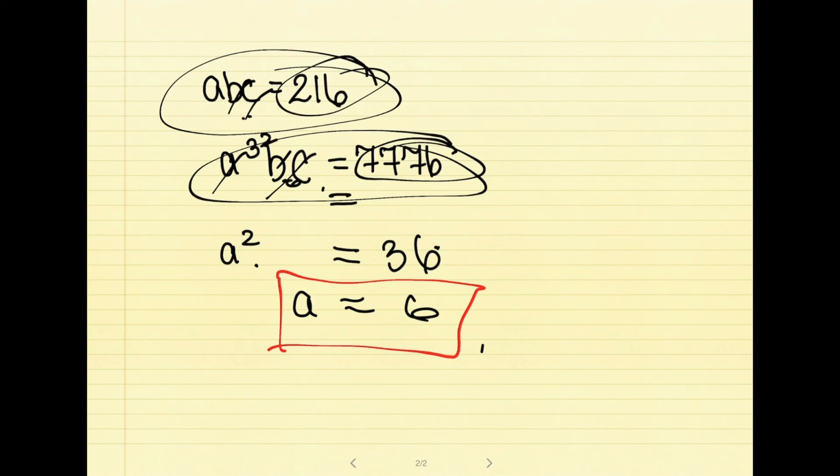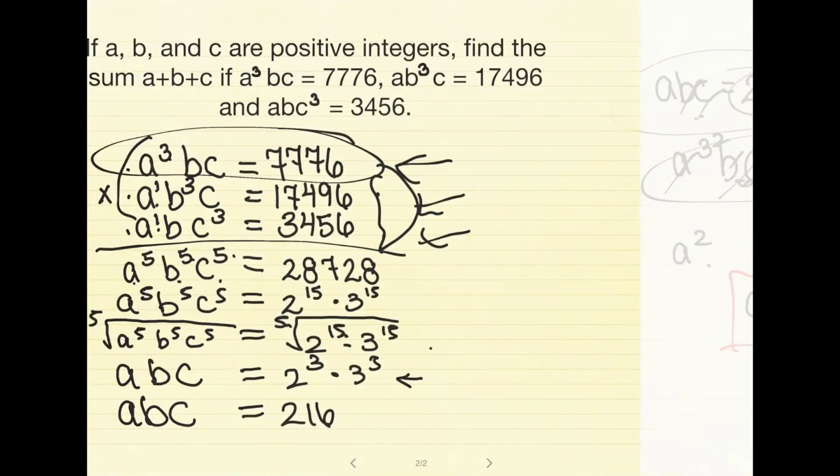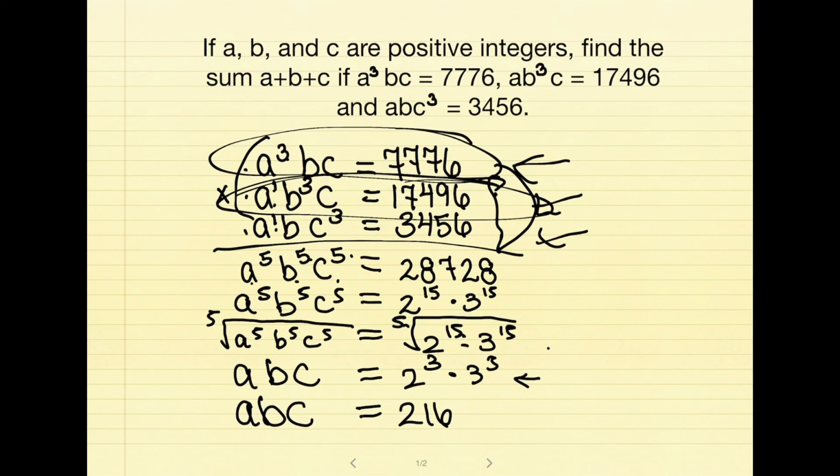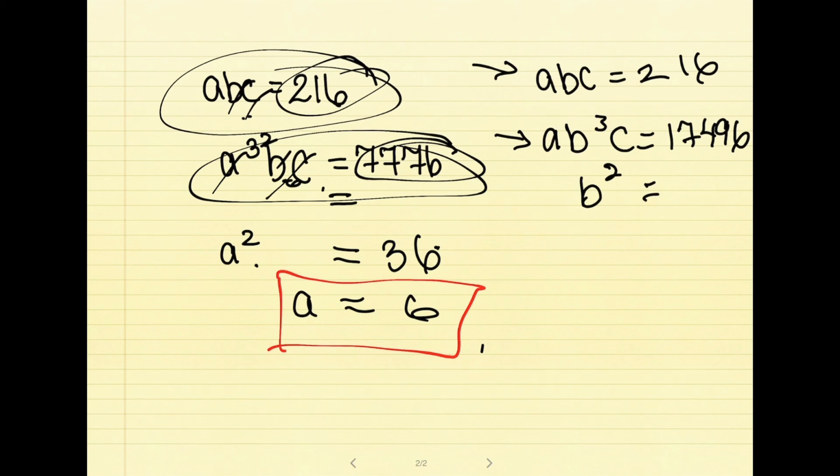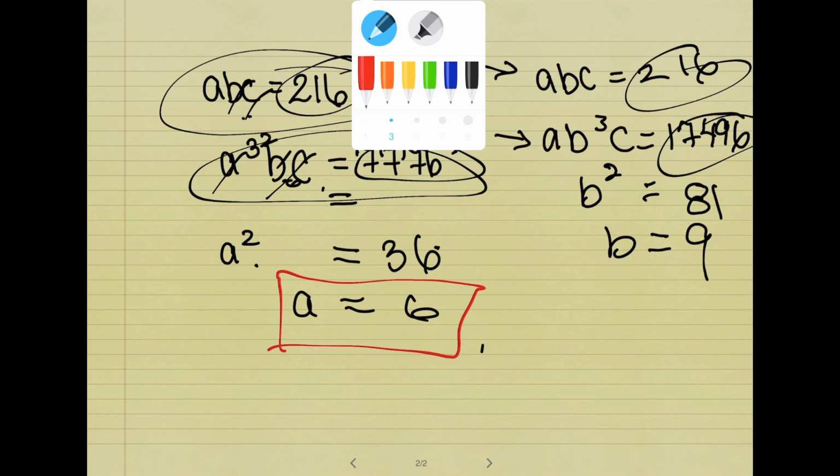All right. So we still know that abc is equal to 216. And then we know our second equation was this one right here. So we're going to bring that over here. abc equals 17,496. And then we're going to do the same thing. So we're going to divide this one by this one. And then we're going to end up with b to the power of 2, which equals this divided by this, which is exactly 81. And if we do algebra again, we get 9. So b is equal to 9.